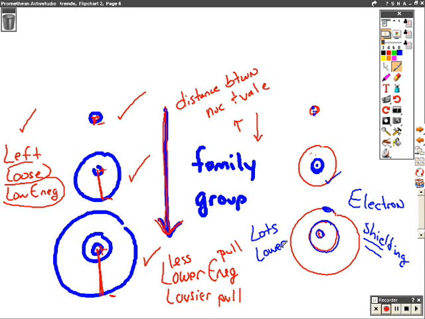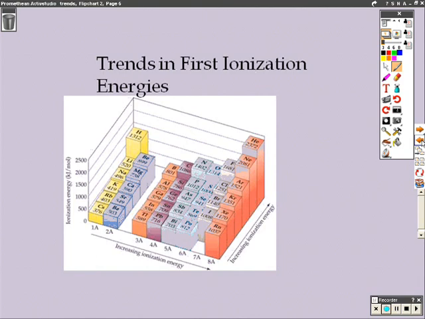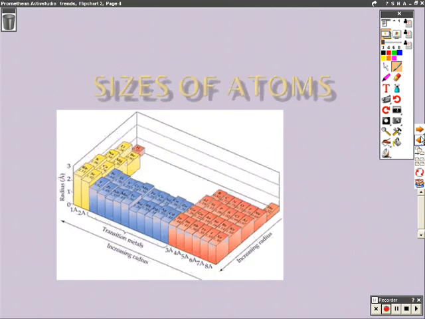So if there's lots of electron shielding as you go lower, what happens to the attraction between the nucleus and that valence electron out here? It gets even lousier. So if you look at this, on the left-hand side of the periodic table, let's go back here, sizes of atoms. What happens as you go from top to bottom here? This has to do with electronegativity. This right here is what? This vocabulary word is atomic radius.